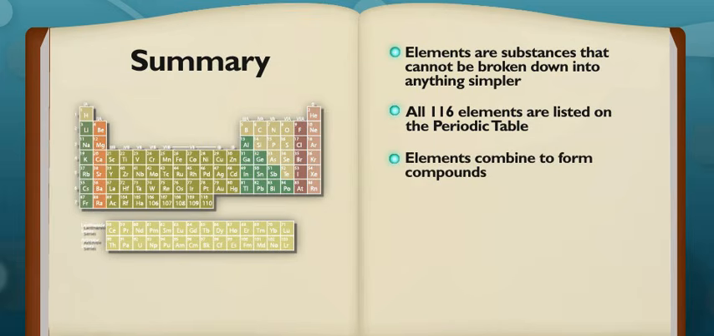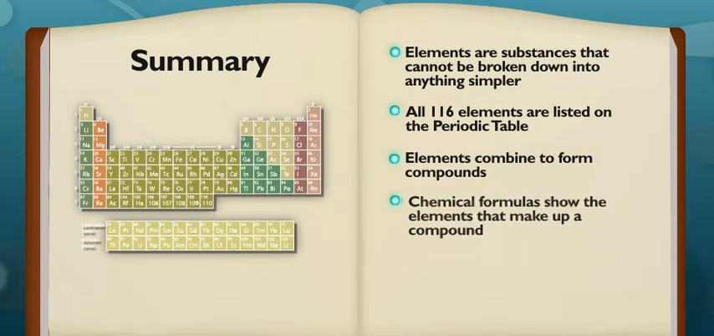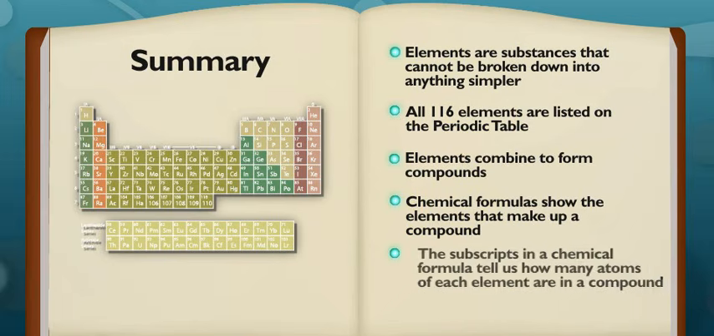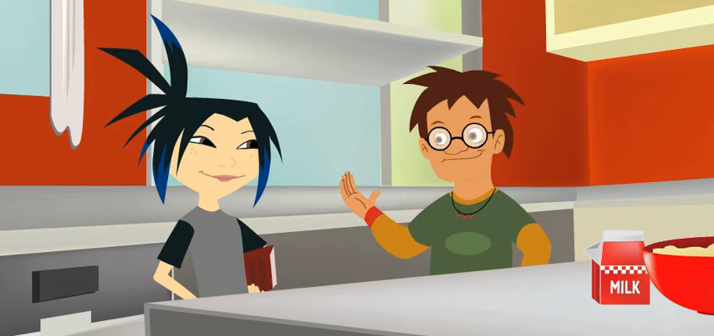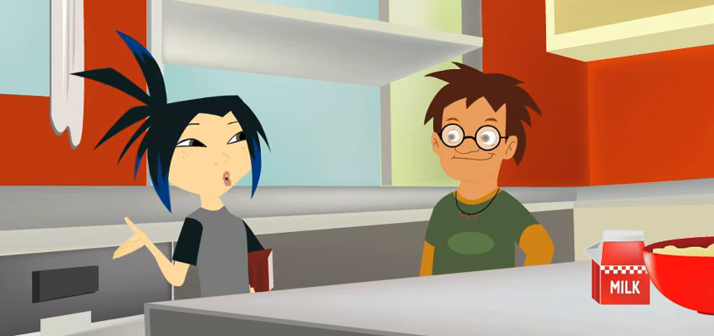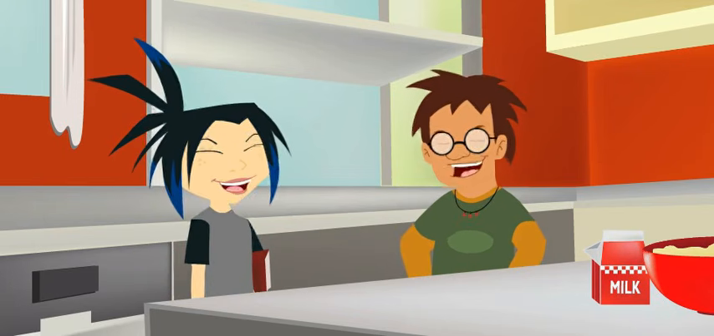The recipe for a compound is called a chemical formula. Chemical formulas show the symbols for the elements that make up a compound, and subscripts that tell us how many atoms of each element are needed to make the compound. There! Easy as pie. Don't you mean piece of cake?